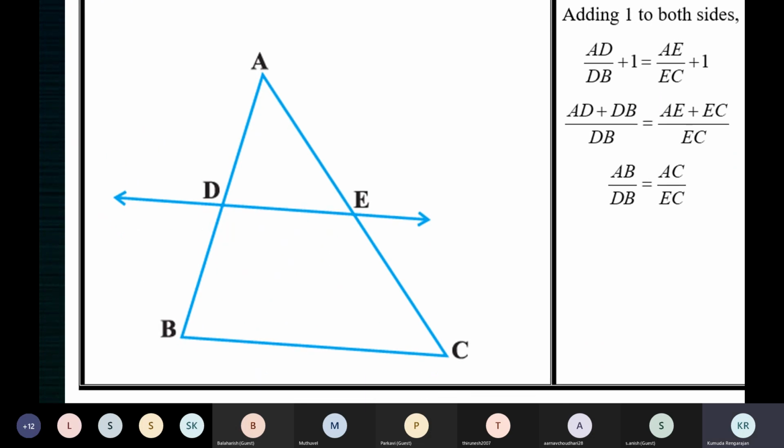Now tell me all the 6 results now. What is the direct result by BPT? AD by DB is equal to AE by EC. What is the reciprocal of this one? DB by DA is equal to EC by EA. Correct.